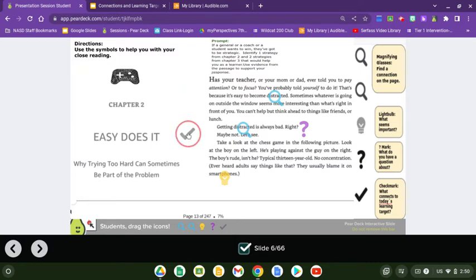Maybe not. Take a look at the chess game in the following picture and look at the boy on the left. He's playing against the guy on the right. The boy's rude, isn't he? Typical 13-year-old, no concentration. Ever heard adults say things like that? They usually blame it on smartphones. All right, so they show you that maybe being distracted can be a good thing sometimes. So I'm going to put my check mark right next to maybe not.